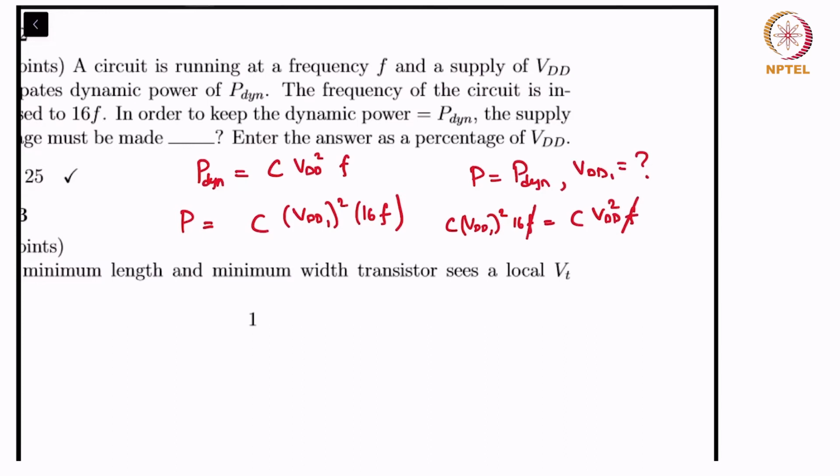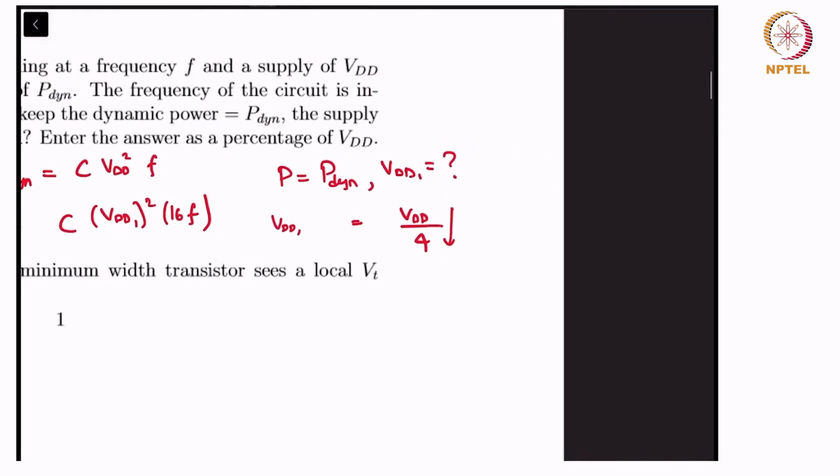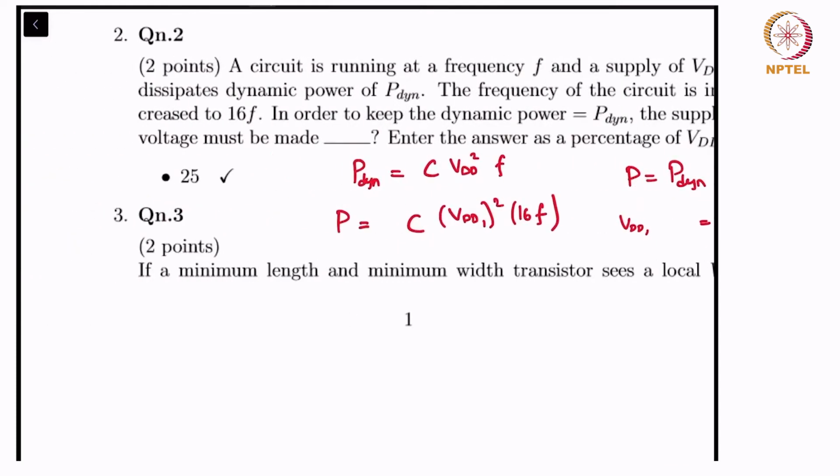The C goes away, and of course the F's also cancel. So that means if you take positive square roots on both sides, this will become a factor of 1 by 4, which is equal to 0.25 VDD or 25% of VDD. So the answer here is 25.